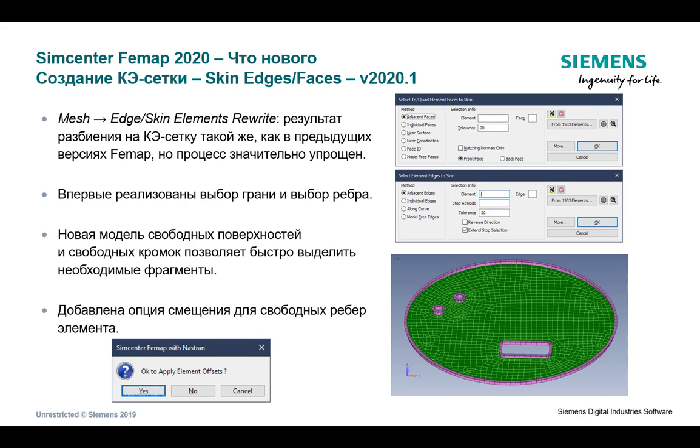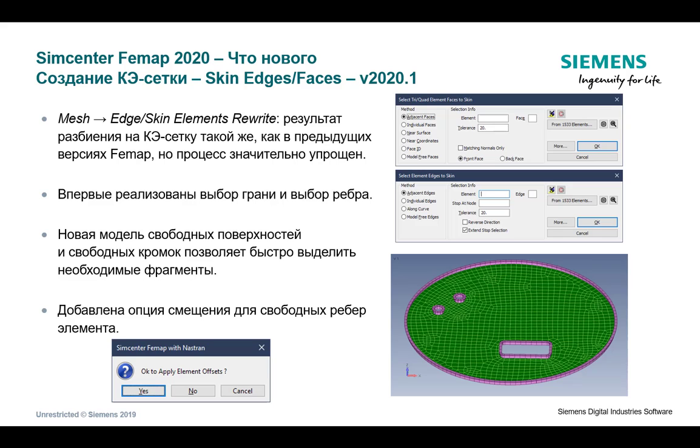Here is another example of commands that were updated over multiple versions. Prior to version 12, mesh edge members was a single command used to create line elements on edges or planar elements on element faces. As of version 12, this became two different commands on the mesh edge skin elements menu, line elements on edges, and planar elements on faces.